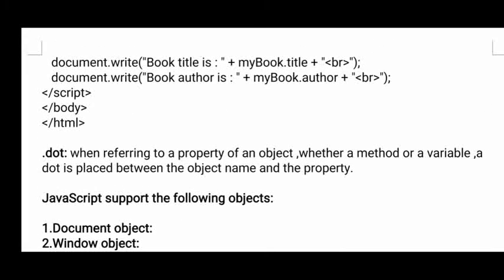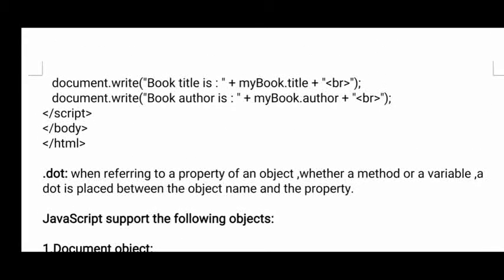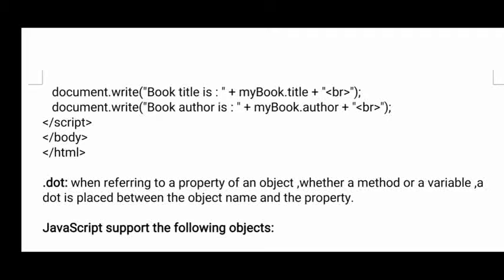So here I have given a dot when referring to a property of an object. When you want to use a property of an object, then the object name and the property name should be separated by a dot. Or we can say that using a dot, period, only we can access the properties of an object. Okay, so this is about user defined objects. Next I'll explain you about built-in objects.